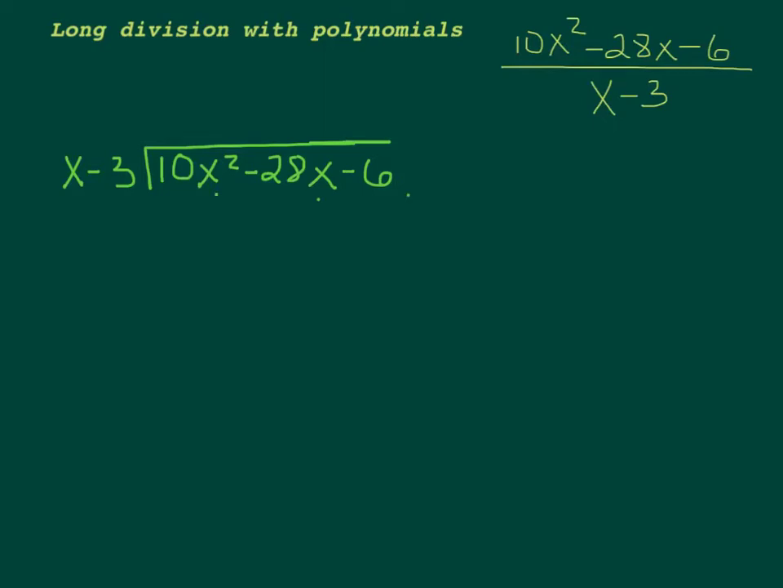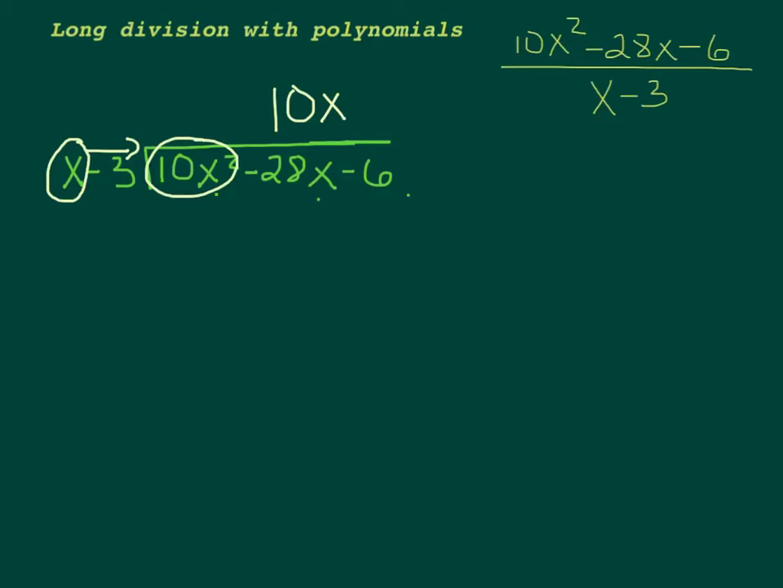If there was anything missing, you would want to make sure you put a spot for it with like a 0x or a 0x squared or something. But in this case, we don't have any missing spots. So the first thing you're going to do is look at this x, don't worry about the minus 3, and look at this first term. What would you multiply x by in order to get 10x squared? You would multiply it by 10x. 10x times x is 10x squared. So I'm going to write 10x right here, keeping my x to the 1 powers lined up.